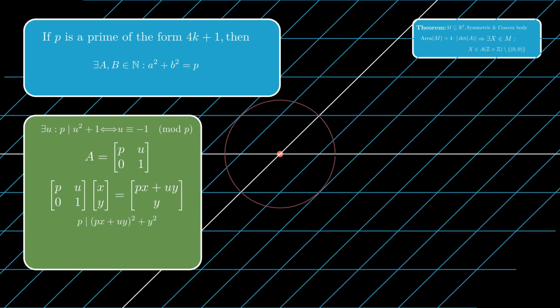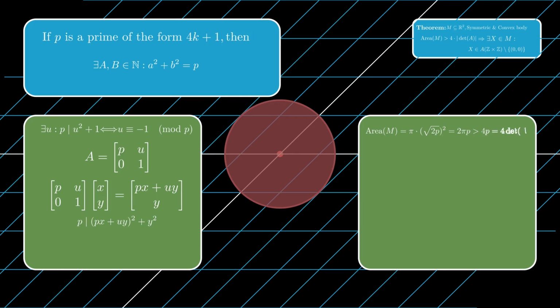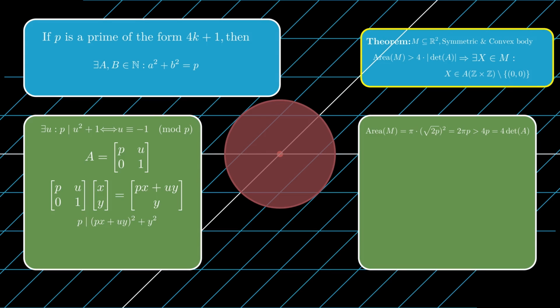In our transformed plane, consider a circle M centered at the origin with radius square root of 2p. The area of M is pi times 2p, which is greater than 4 times the determinant of A. Using the theorem above, we have that there is a point on the grid that lies in M. Let that point be (a, b). Since (a, b) is on the grid, we know that p divides a squared plus b squared, and since (a, b) is in the circle, it means that a squared plus b squared is less than 2p.